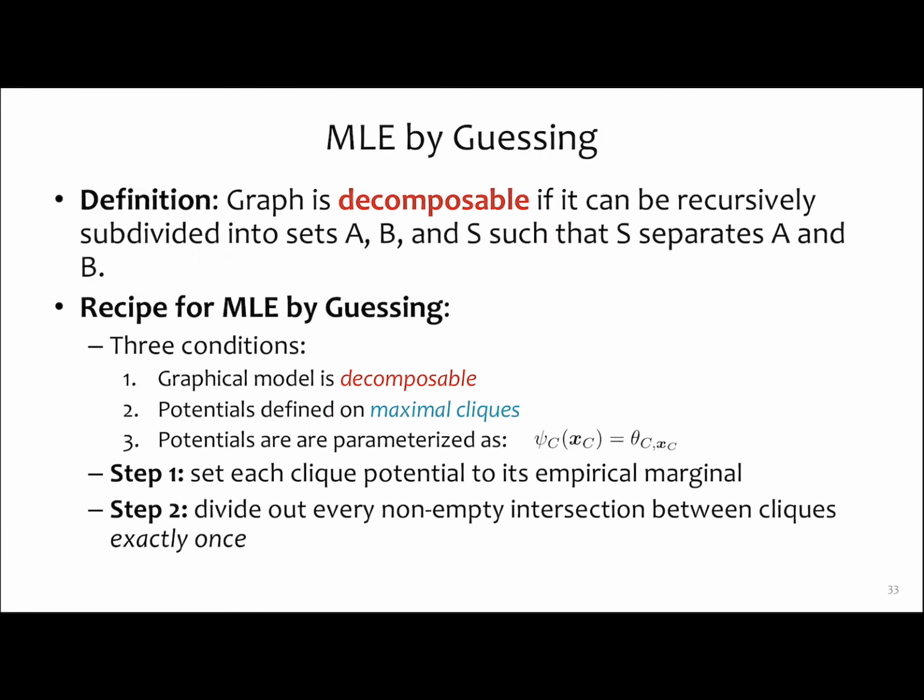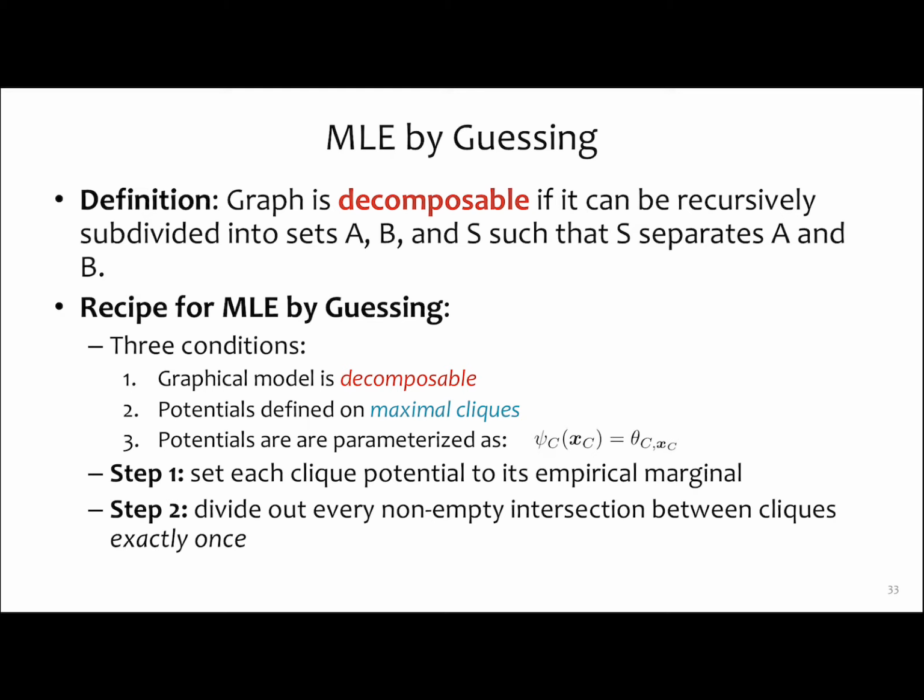So this is basically called maximum likelihood estimation by guessing. If your graph is nice, which means that it's decomposable, like the example that I showed you, you can start merging these terms together. Just fit the marginals with the probabilities, and you're done in one shot. The conditions are that, as I told you, the graph should be decomposable. Not all graphs are decomposable. I'll give you an example.